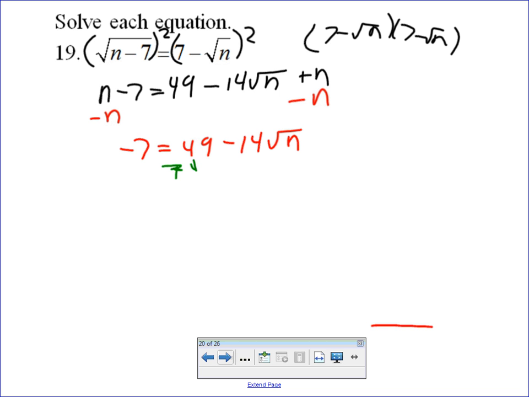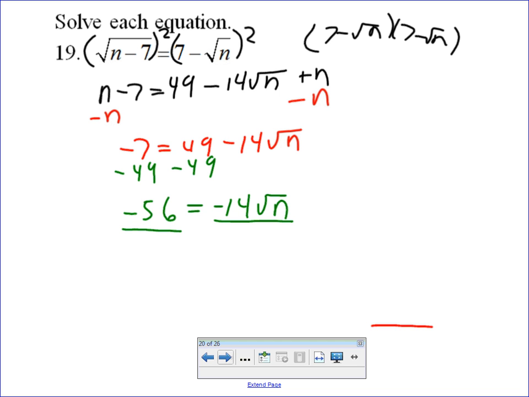I will subtract 49 from both sides. And now I'll have negative 56. Double check my math there. Equals negative 14 times the square root of n. I'll divide both sides by negative 14. And now I will have 4 equals the square root of n.